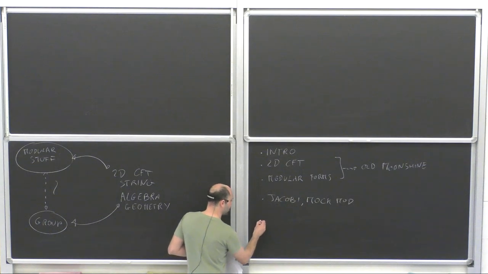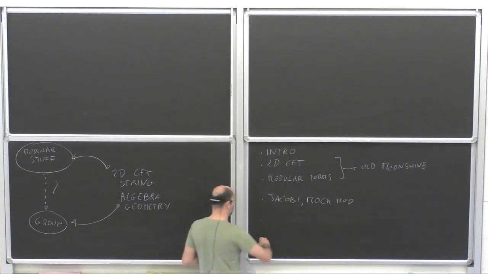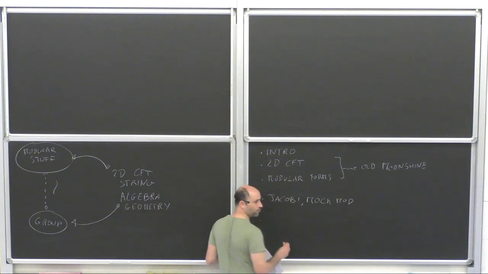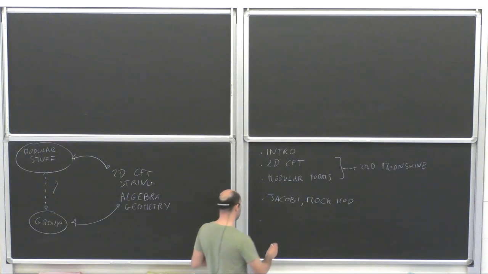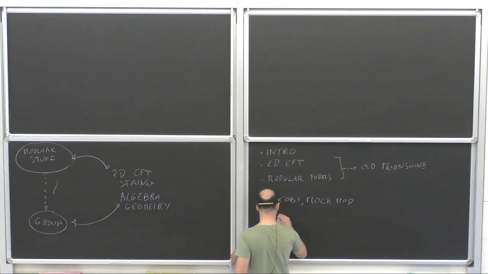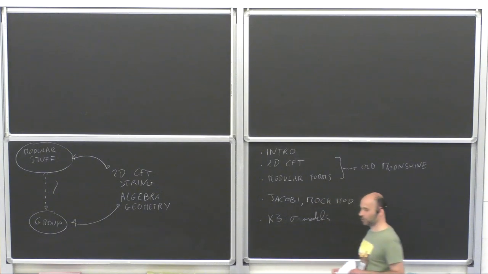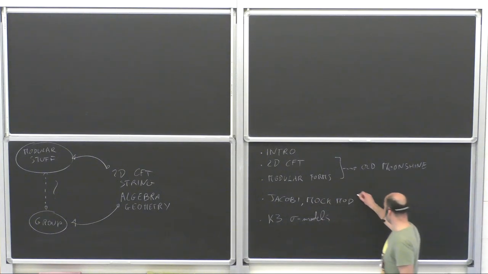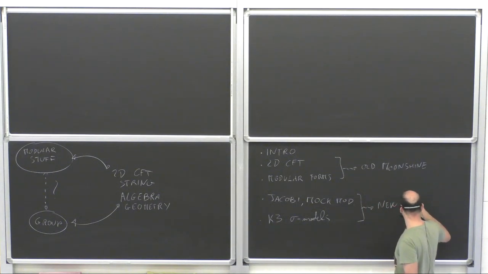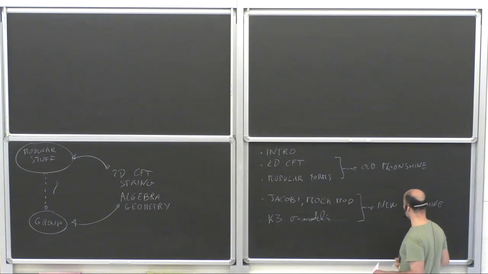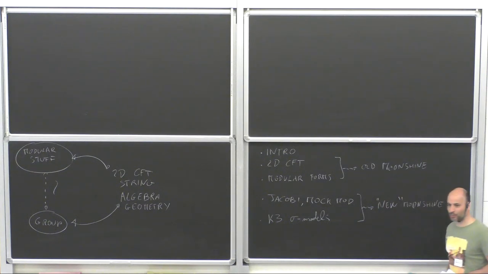And on the CFT side, I will mostly talk about some superconformal field theories. In particular, we'll focus on supersymmetric sigma models on K3 surfaces, which are more or less the realm where it's easier to formulate the new moonshine conjectures. Okay, so I should put new in quotes because it's getting old.